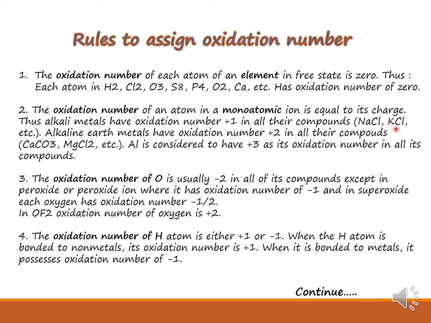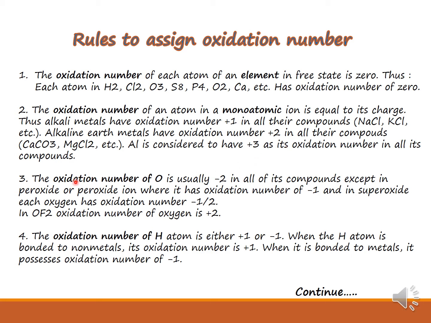And the alkaline earth metals which are present in group 2, like calcium and magnesium, have oxidation number +2. For example, if you have one compound MgCl2, oxidation number of Mg in MgCl2 is +2. Or any other compound like calcium carbonate, oxidation number of calcium in calcium carbonate is +2. Aluminium is considered to have +3 oxidation number in all its compounds.